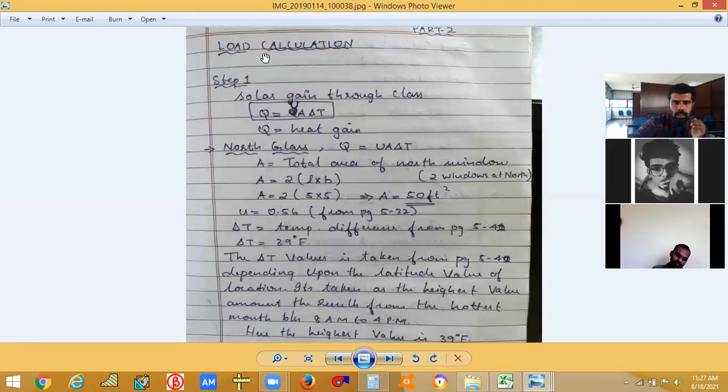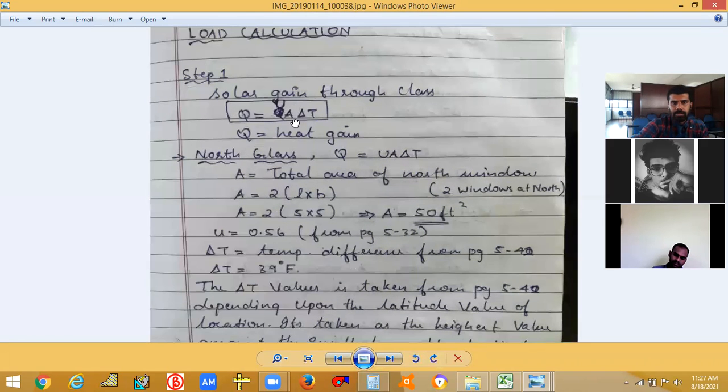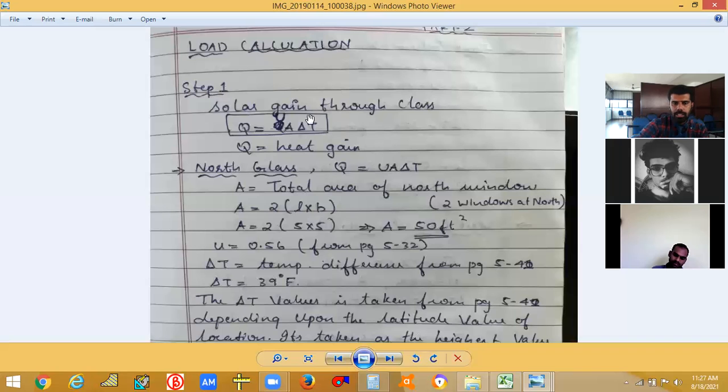So write the heading, load calculation step 1, solar gain through glass, and this is the formula. Q is equal to UA delta T. This is the common formula that we will be using for every step, at least for the first 5 steps.